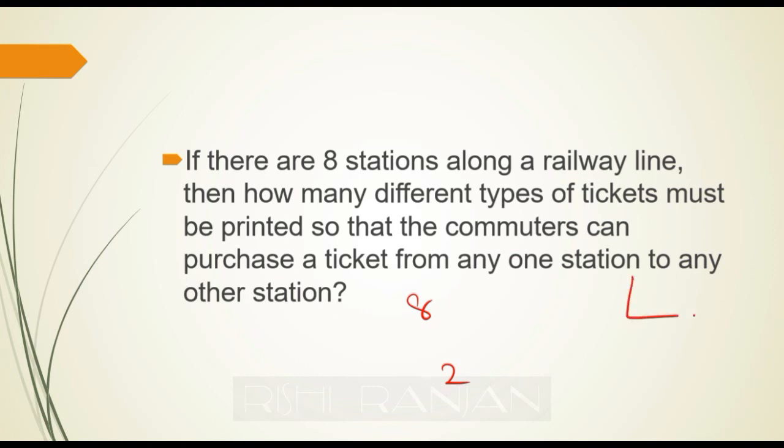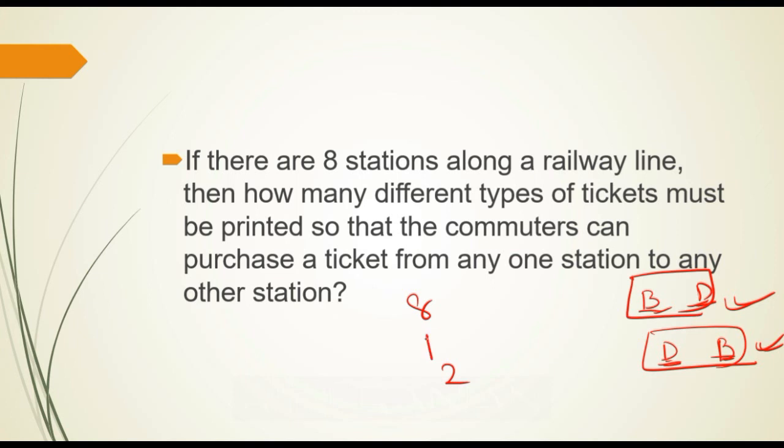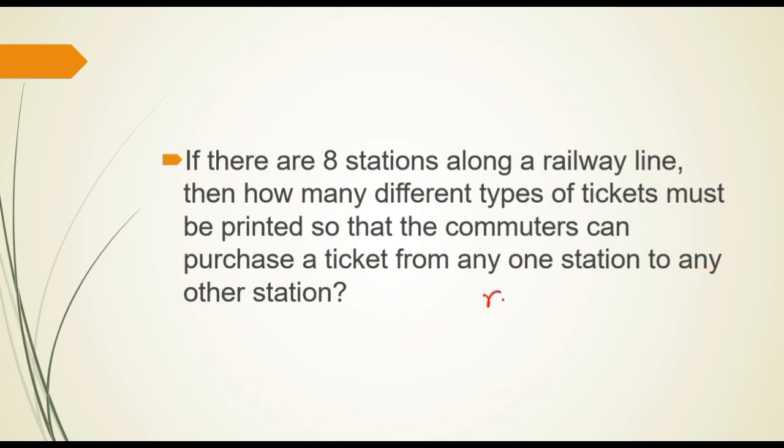Now see here, ticket 1 Bangalore to Delhi and ticket 2 Delhi to Bangalore. Are they the same ticket? No, those two are different tickets. In one of them the source is Bangalore and the destination is Delhi, and in the other the destination is Bangalore and the source is Delhi. So these two are different tickets. One is an up ticket, one is a down ticket. So the position of the name matters here. That's why the formula will be 8P2, which is equal to 56. So for types of tickets the formula becomes NP2.